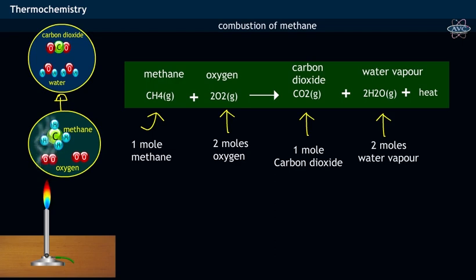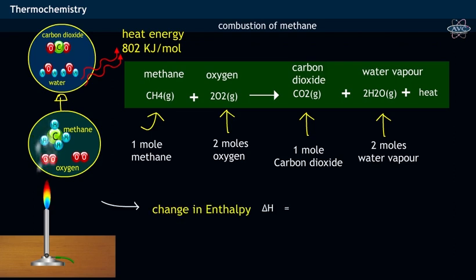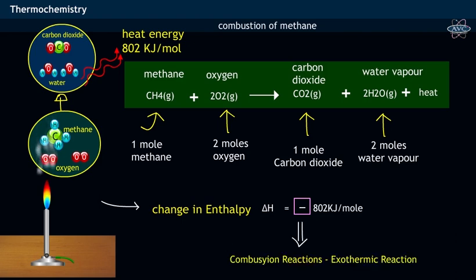During this chemical reaction, an amount of 802 kilojoules per mole is liberated, and the same may be represented by change in enthalpy or delta H value equivalent to minus 802 kilojoules per mole. The negative enthalpy value clearly indicates that the combustion reactions are exothermic in nature.